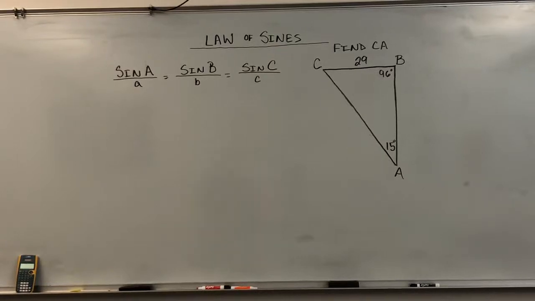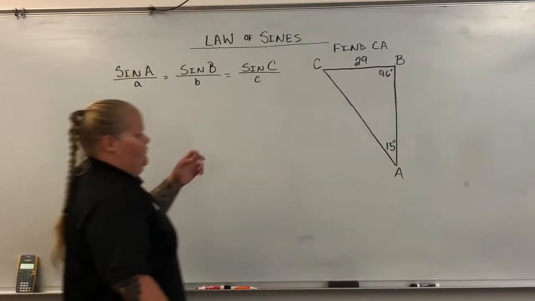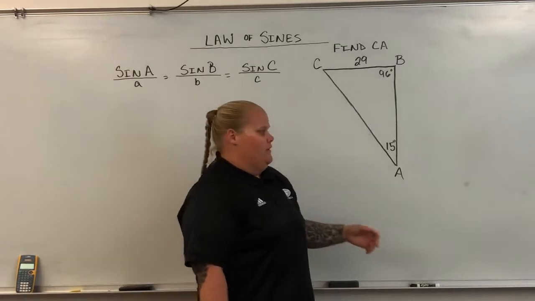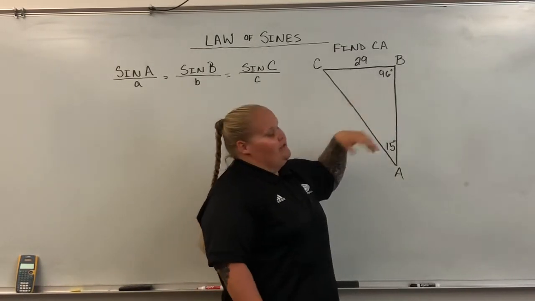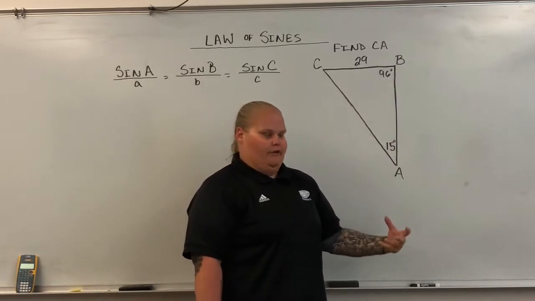Alright, so today we're going to be using the law of sines to find missing sides and angles of non-right triangles. If you look at this triangle here, we know it's not a right triangle because there is no 90-degree angle. This says 96, so I know that this is not a right triangle.